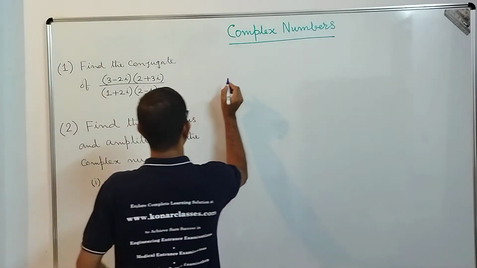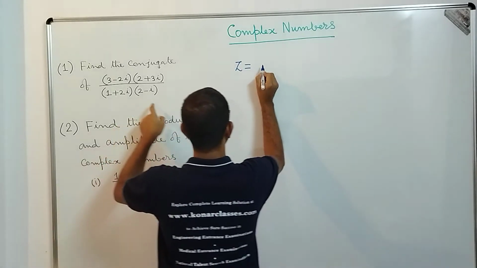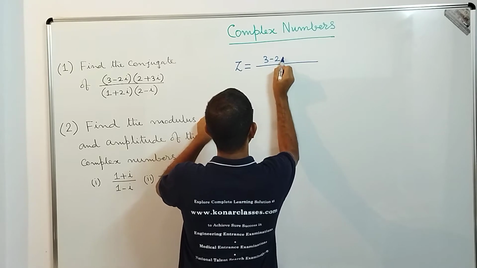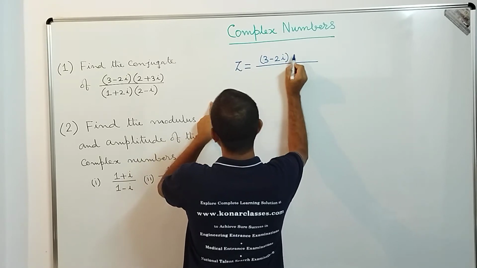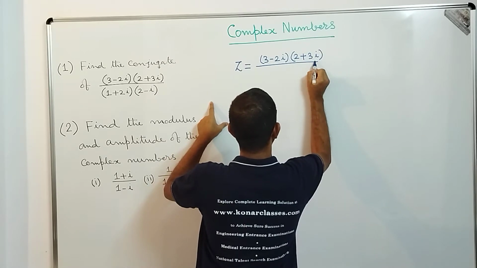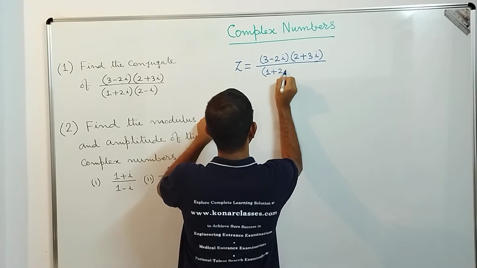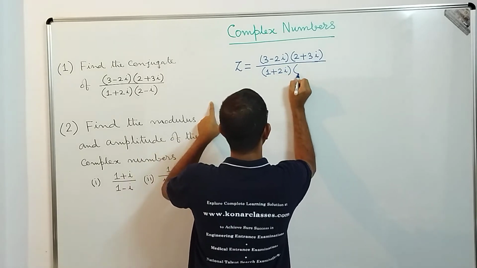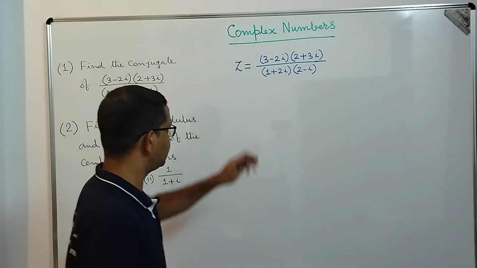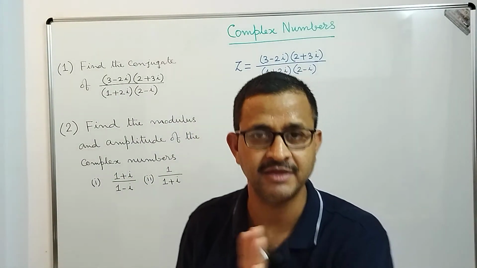So let's address the first question. Let's assume z is equal to 3 minus 2i into 2 plus 3i divided by 1 plus 2i into 2 minus i. So what we should do, dear students, is first represent this complex number in the form of a plus ib.